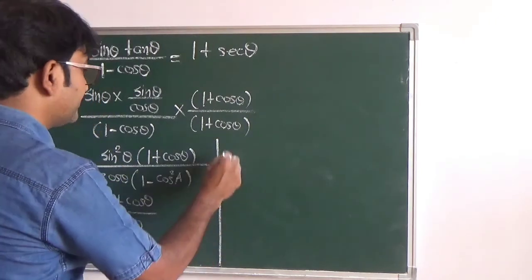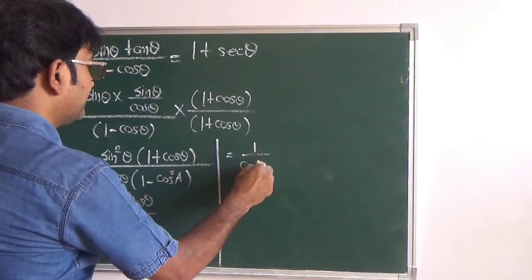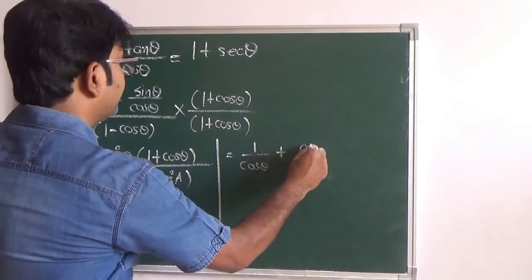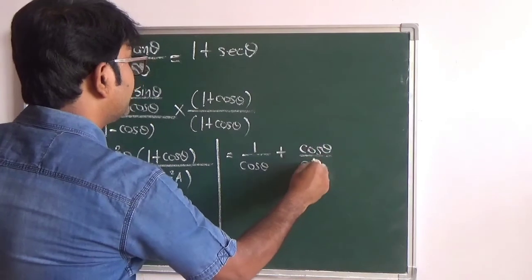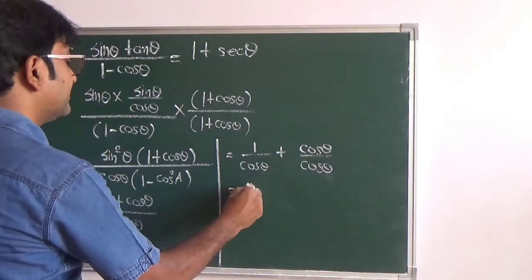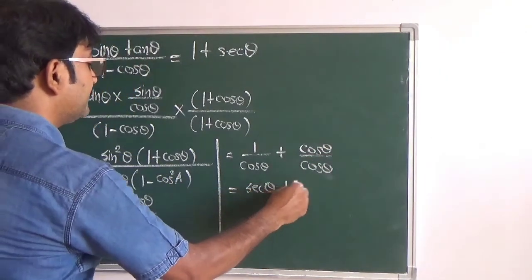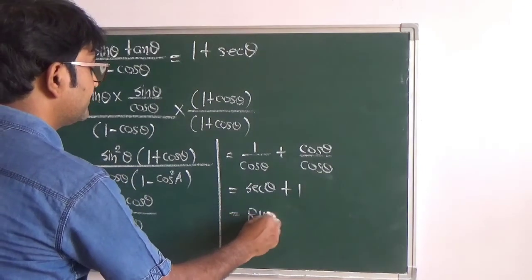Now we will separate these two. This is 1 by cos theta plus cos theta by cos theta. So 1 by cos theta, the reciprocal ratio, gives sec theta, plus 1. So this is what is on the right hand side.